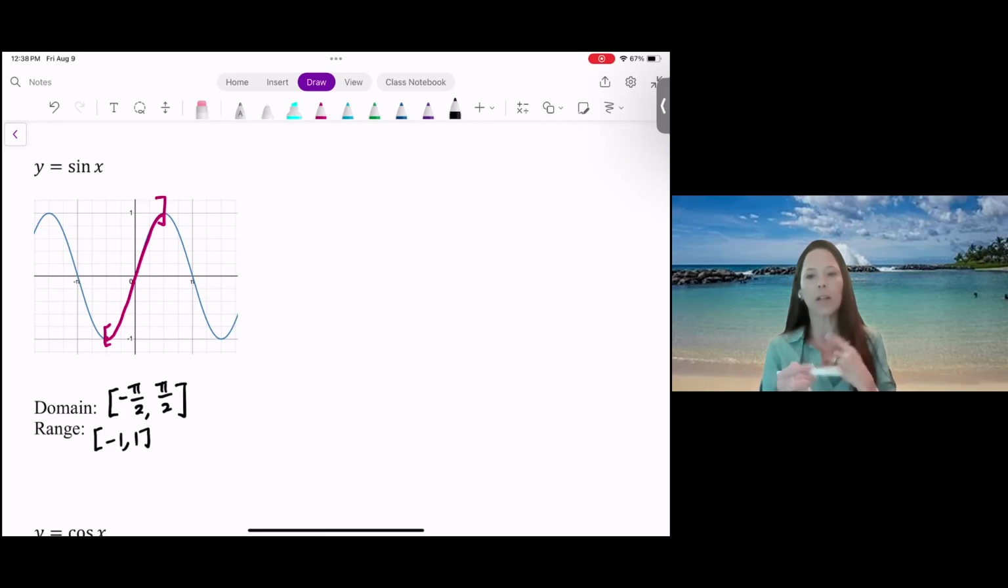Keep in mind that with our inverse function, if we use the inverse sine, we're going to reflect our graph over that y equals x line, but also our domain and our range is going to switch. So we're going to come back to that.